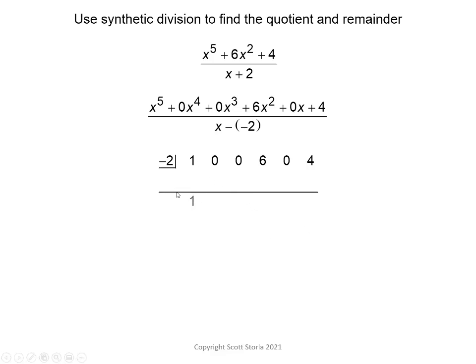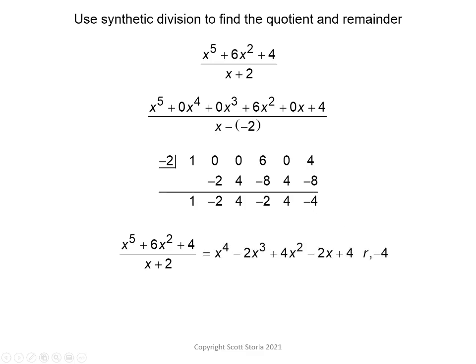I'll bring down the value 1, multiply to get negative 2 and add, multiply to get positive 4 and add, multiply to get negative 8 and add, multiply to get positive 4 and add, multiply to get negative 8 and add. And now, since I'm dividing a fifth degree by a first degree, I'll have x to the fourth minus 2x cubed plus 4x squared minus 2x plus 4 with a remainder of negative 4.